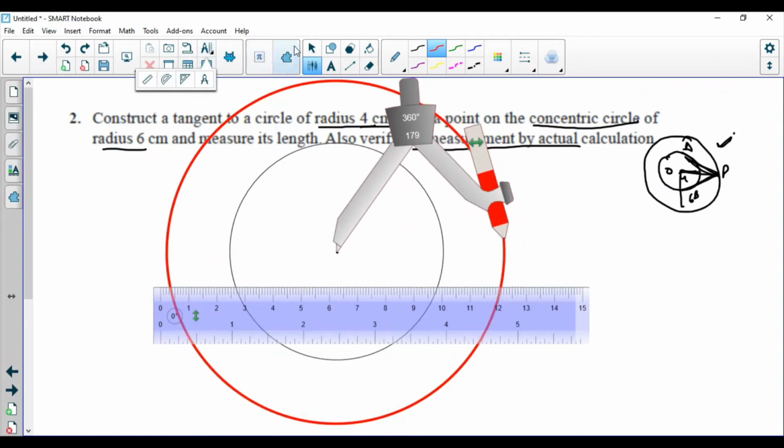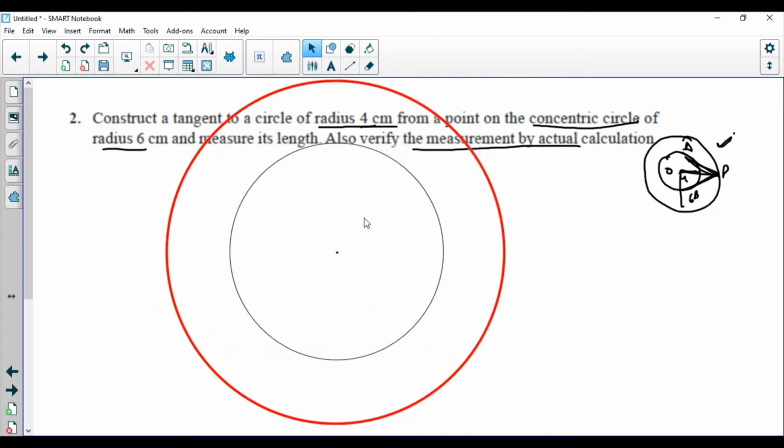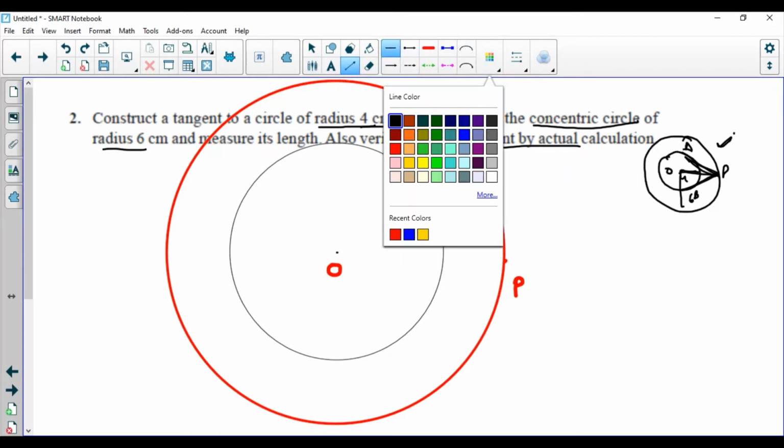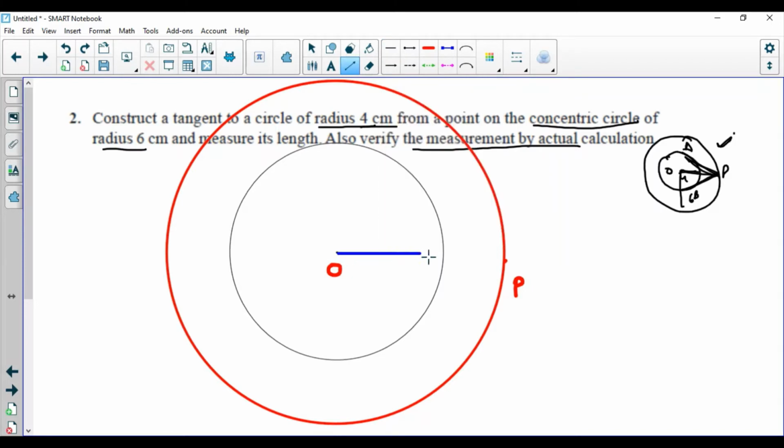Now our next step will be, we have to take any point on the red circle. Let this be our point O. Any point P we have to take on the red circle, on the concentric circle. Now from this point P, we have to draw the tangents to the circle of radius 4. So what we will do, we'll join the center with that point from which we have to draw the tangent, that is point P.